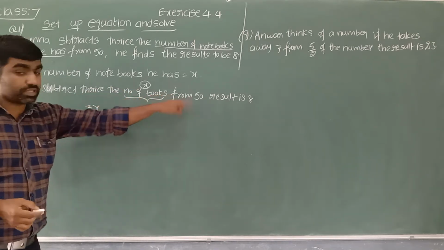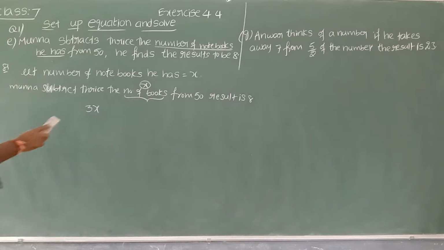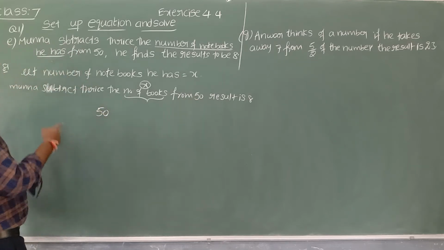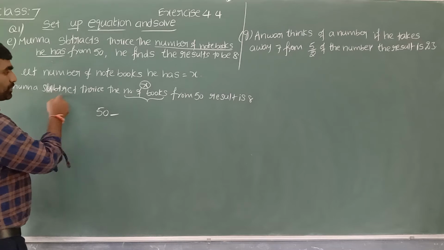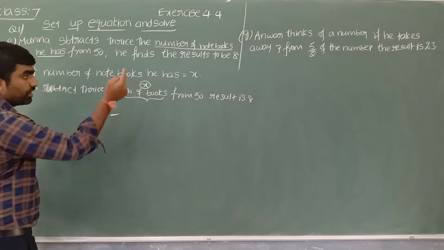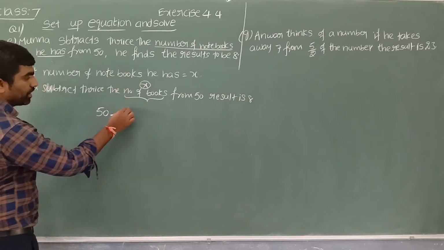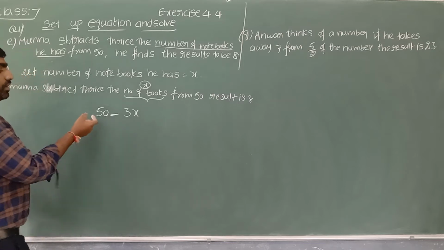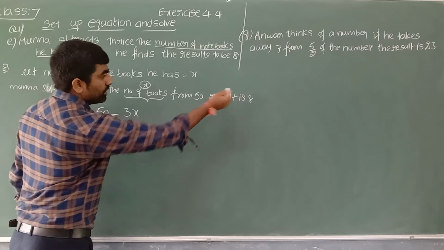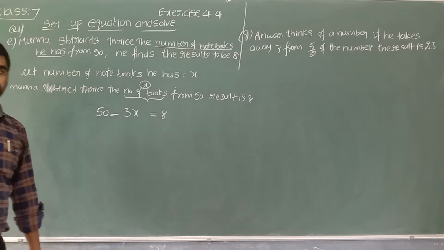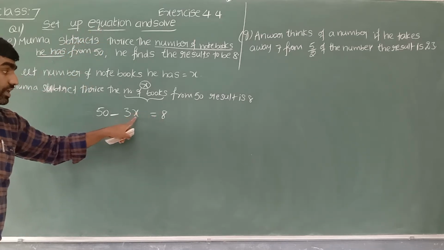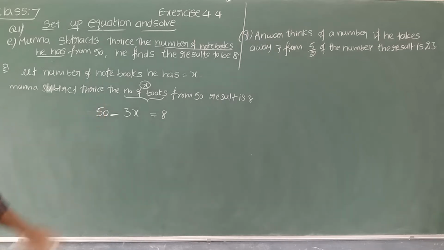Now this 3X we have to subtract from 50. Yes, from 50 we have to subtract thrice of number x, 3 times of number x, I mean 3x. So from 50 by subtracting thrice the number x, he found that the result is equal to 8. Now we got an equation, a simple equation which contains an equality sign and a single variable whose power is 1. It is called a simple equation.